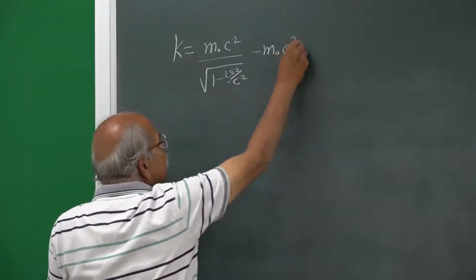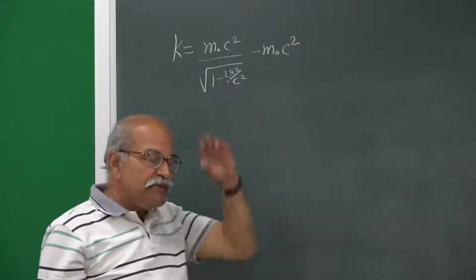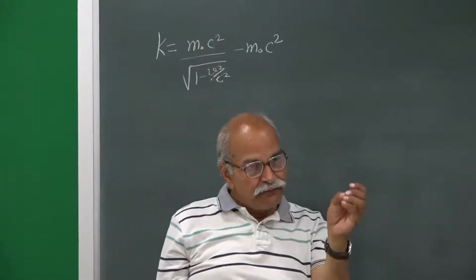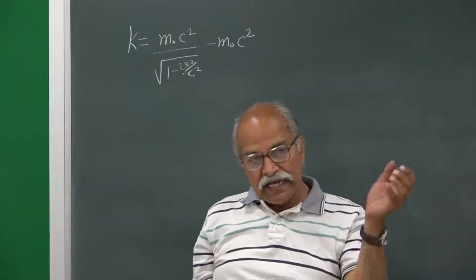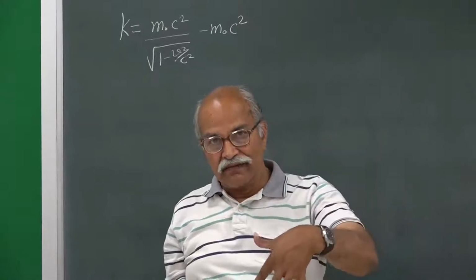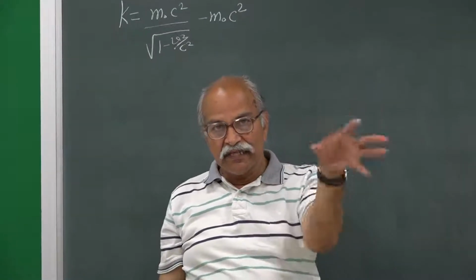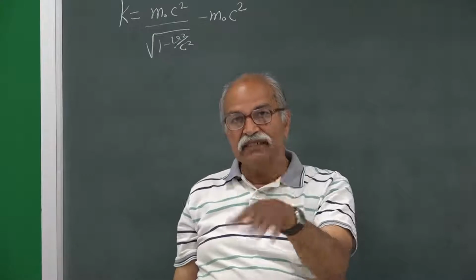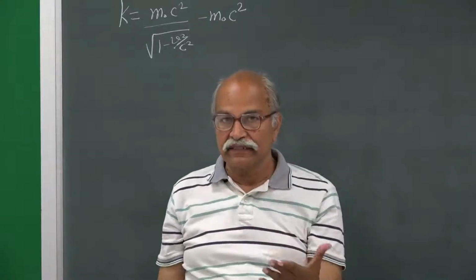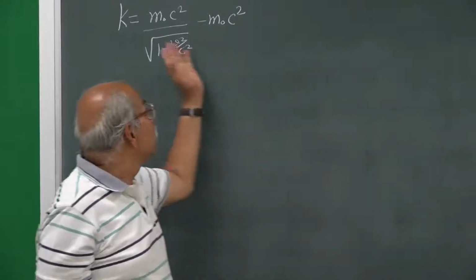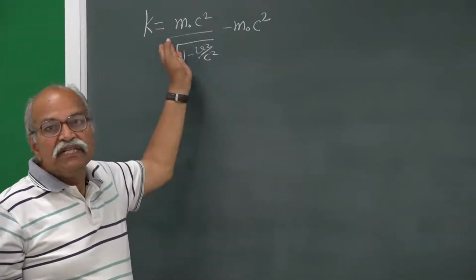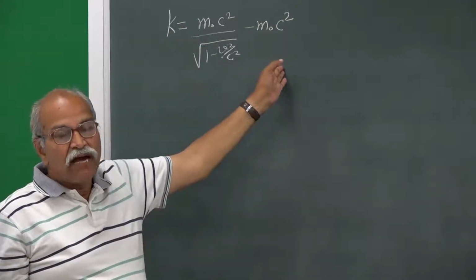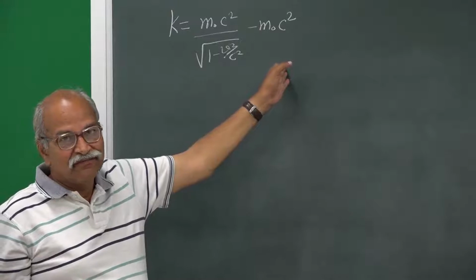This is the expression we obtained from the very basic definition that if there is a force on the particle and the force does some work, then the work done by the force on a particle is equal to the change in its kinetic energy. So, starting from there we derived this expression, which is very different from half m v square.